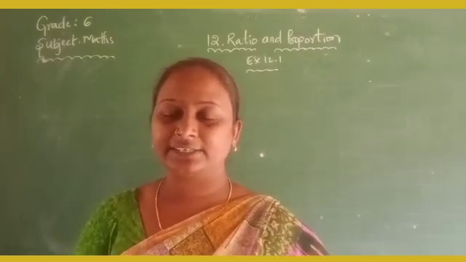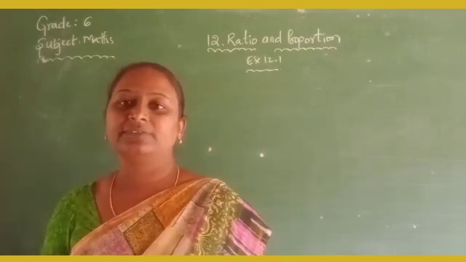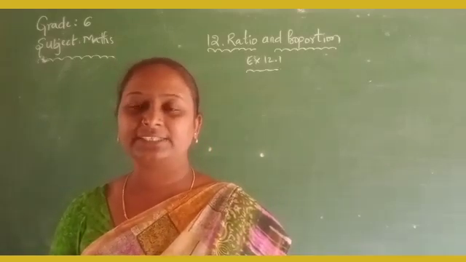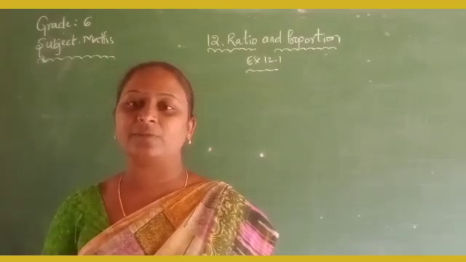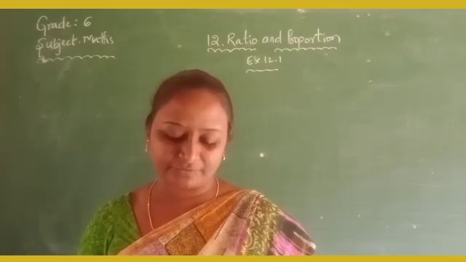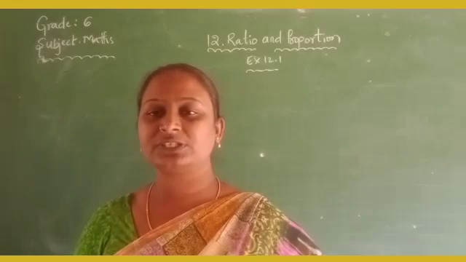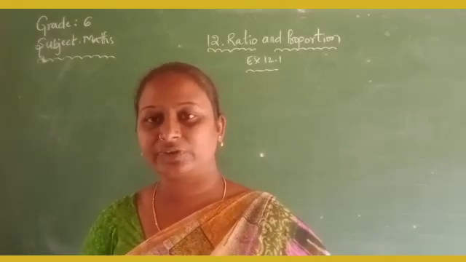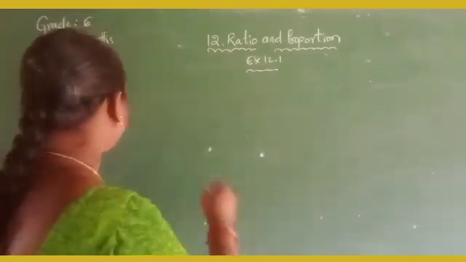So she is earning a total amount of 1,50,000 rupees, and she is saving 50,000 rupees. How much amount is she spending? We have to find the ratio of money earned to saving, and saving to spending. So these ratios we have to find. Before that, write the given values. What are the given values?